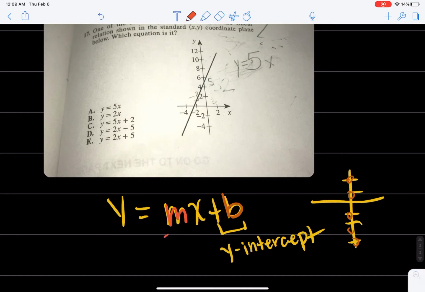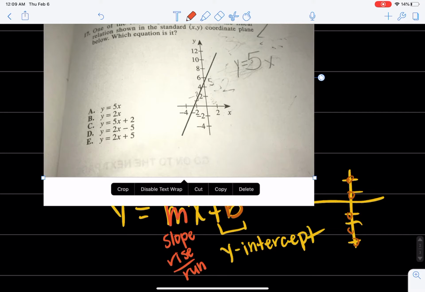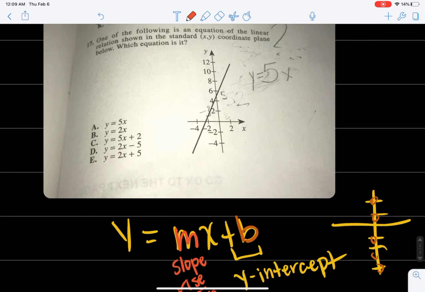M is slope, rise over run. And then x and y are just the x and y value. So, first thing we can observe is the y-intercept. It's 5, so it's positive 5. So there it is, positive 5.